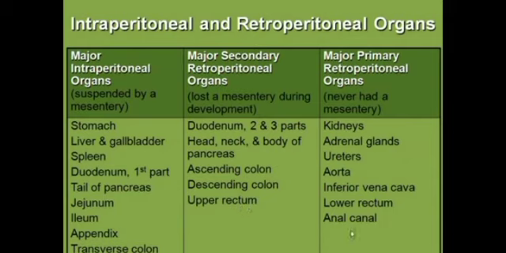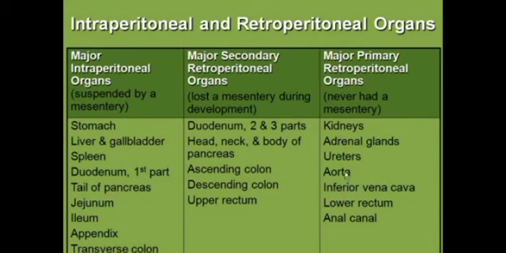And then we have this whole bunch of organs that start off retroperitoneal and stay retroperitoneal, just like the kidneys that we saw in the diagram, similarly the adrenals and the ureter and the aorta, vena cava, the lower part of the rectum, and the anal canal. These are all the primary retroperitoneal organs.